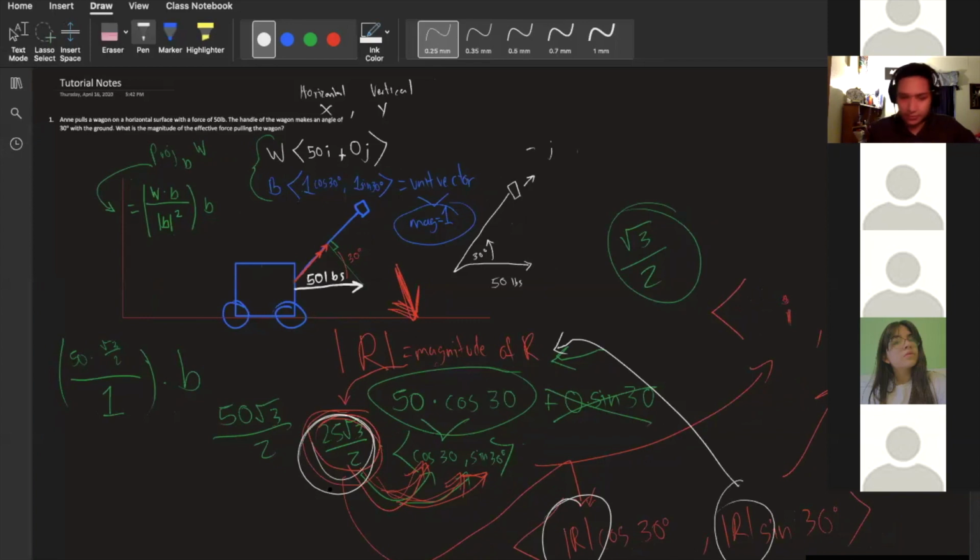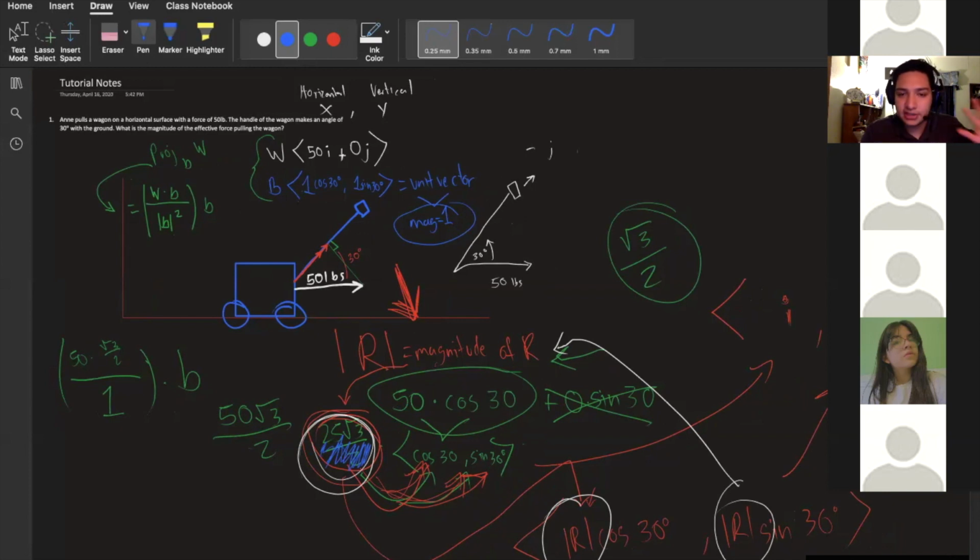Yeah, that's right here. When I went from 50 to 25, I actually already divided by 2. So it's 50 times the square root of 3 divided by 2. So it's 43.3. Yeah, that's the answer. It's just this, 25 times the square root of 3, which is 43.3.